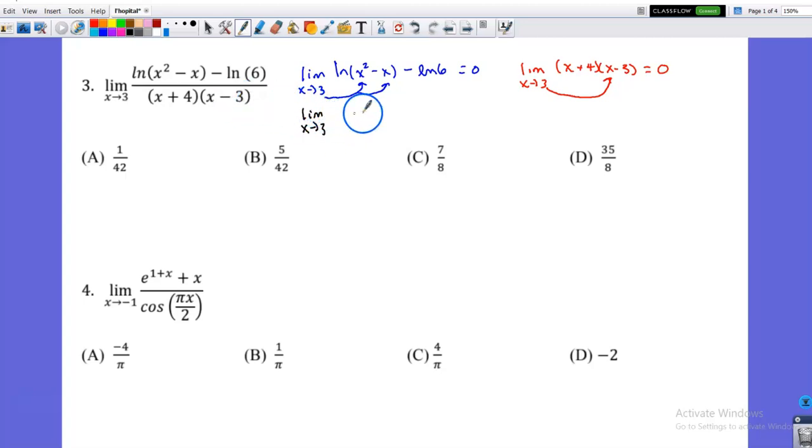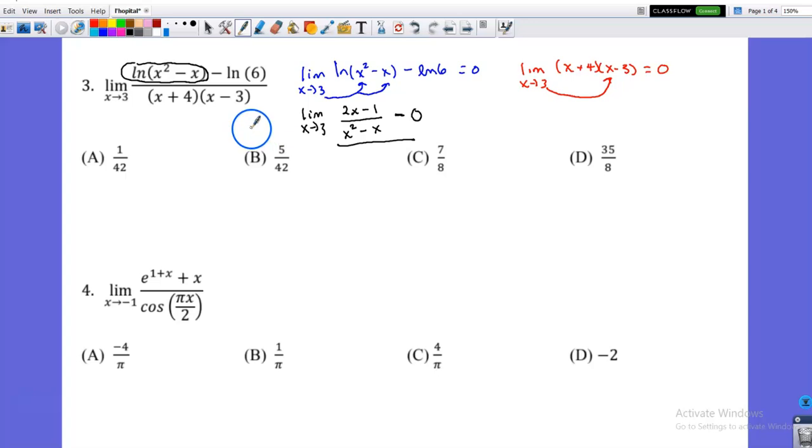Take the derivative of the numerator. I'm taking the derivative of this term right here. The derivative of ln u is u prime over u, so 2x minus 1 over x squared minus x. Ln of 6 is a constant. The derivative of a constant is 0, so the derivative of ln of 6 is 0.